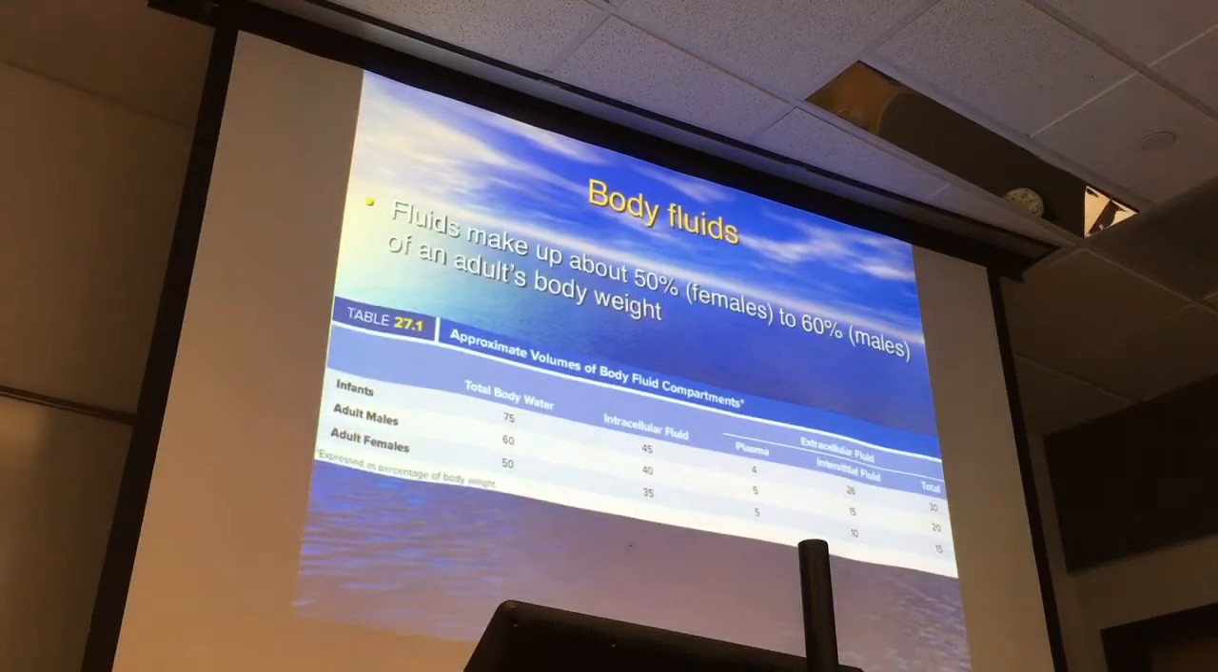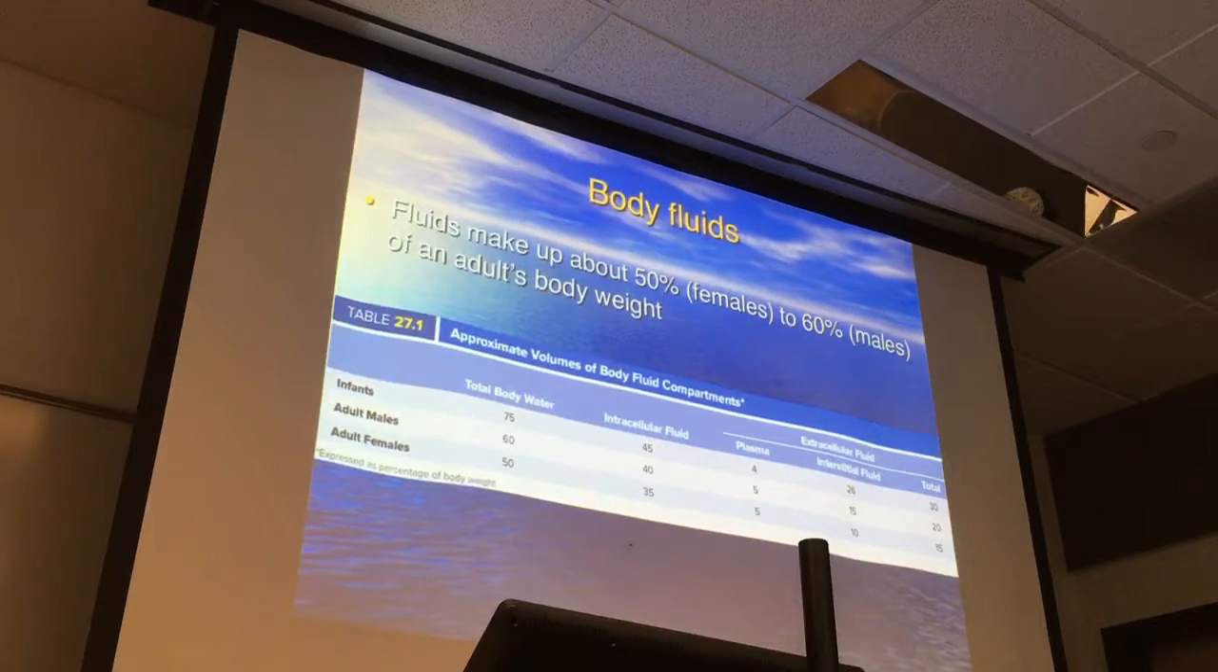Okay, now, fluids make up a large part of your body. 50% of the weight of a female and 60% of the weight of a male is actually water. Now, why is there more water in a male than a female? Not because we drink more, not because we have a larger blood volume. Why is it larger in a male than in a female? No, we're talking about percentage. You can take a small male, equally sized female. Female has less water than a male.